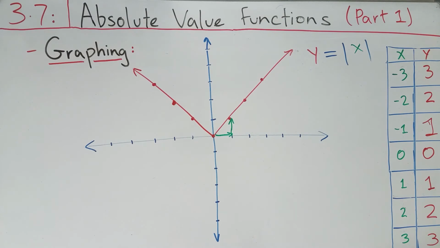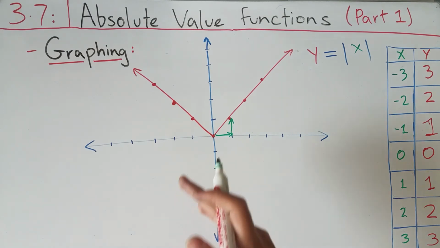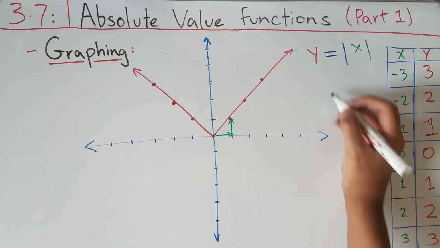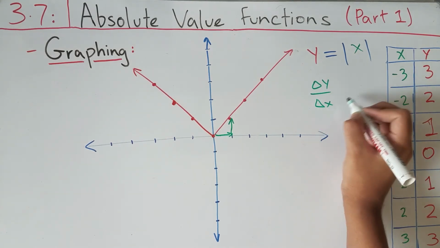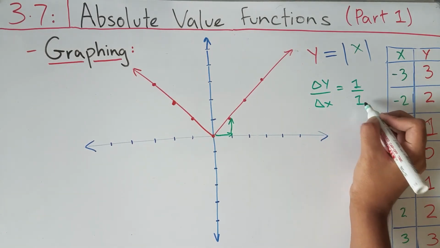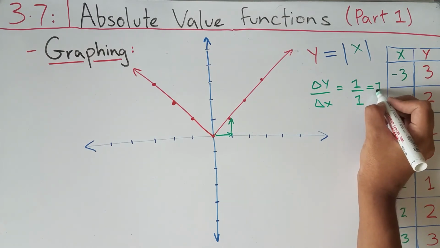So if we take the slope of this function on the right side of the y-axis, then we'd know that the change in y over the change in x is equal to positive 1 over positive 1, which means that the slope is equal to 1.